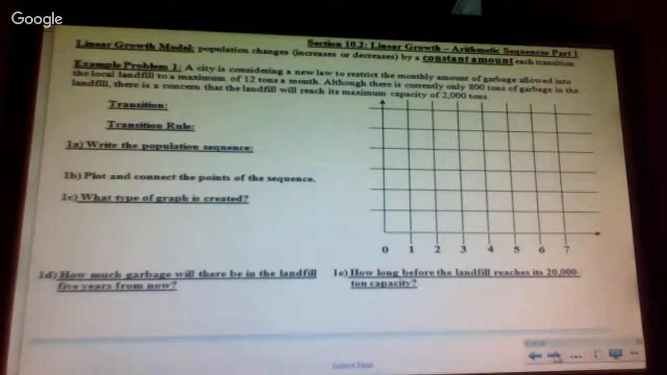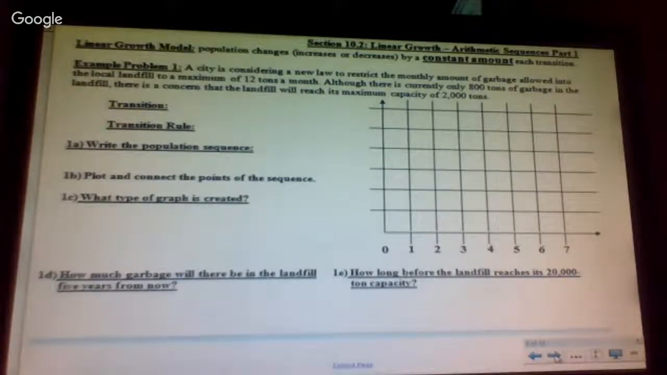Okay. Linear growth. What does the word linear mean? Line. Guess what that also means? Arithmetic sequence. Okay. So, example problem number 1. A city is considering a new law to restrict the monthly amount of garbage allowed into the local landfill to a maximum of 12 tons a month. Although there is currently only 800 tons of garbage in the landfill, there is a concern that the landfill will reach its maximum capacity of 2,000 tons.